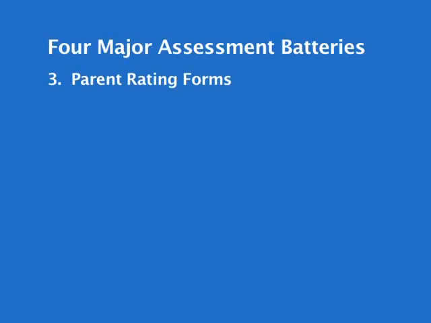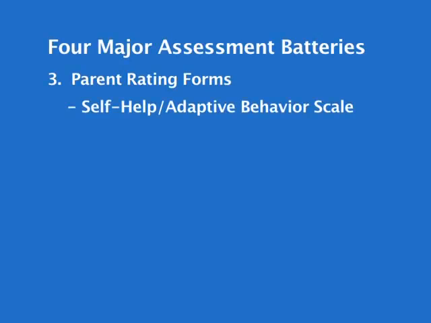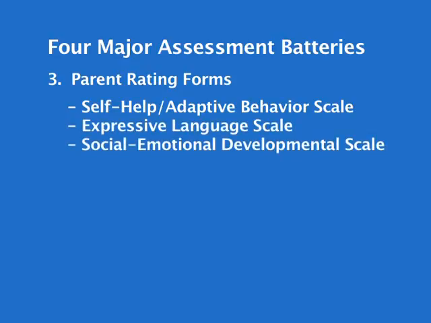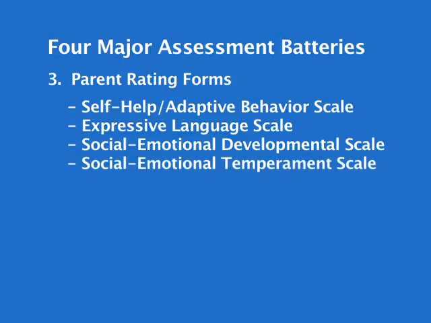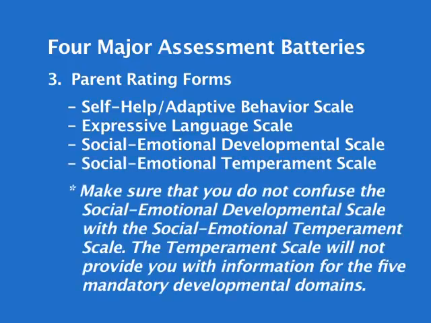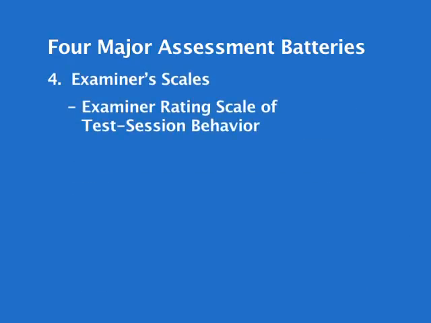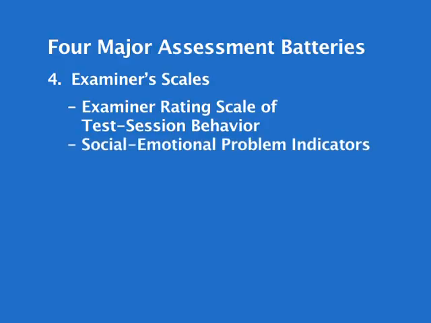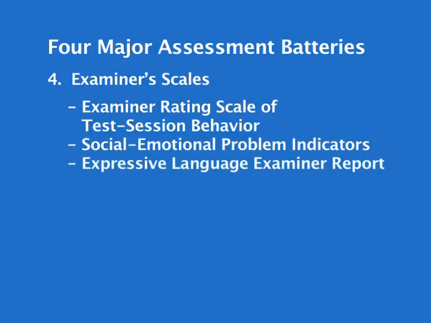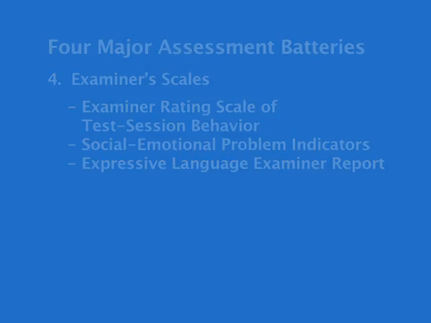Number 3, the parent rating forms include the Self-Help Adaptive Behavior Scale, Expressive Language Scale, Social-Emotional Developmental Scale, Social-Emotional Temperament Scale. Please make sure that you do not confuse the Social-Emotional Developmental Scale with the Social-Emotional Temperament Scale. The Temperament Scale will not provide you with information for the 5 mandatory developmental domains. Number 4, the examiner's scales include Examiner Rating Scale of Test Session Behavior, Social-Emotional Problem Indicators, Expressive Language Examiner Report.